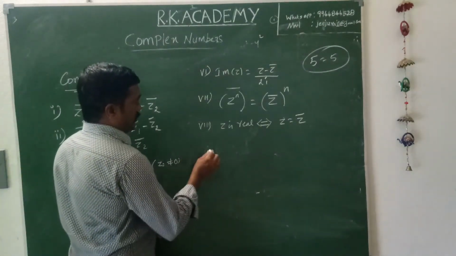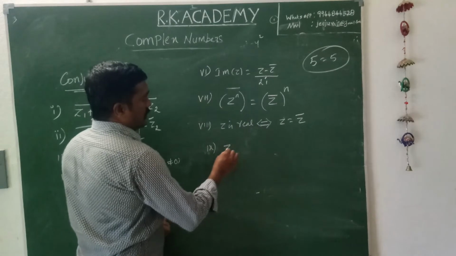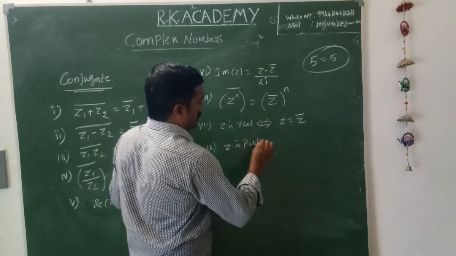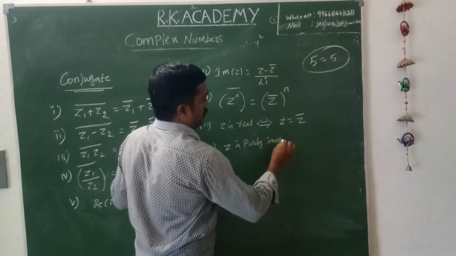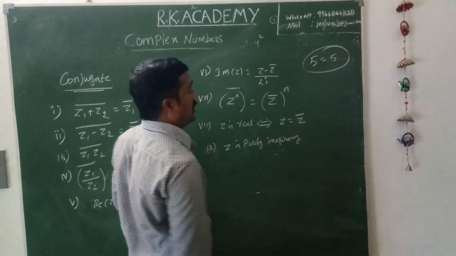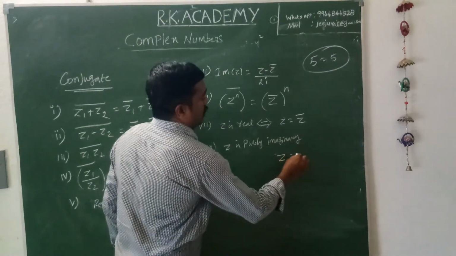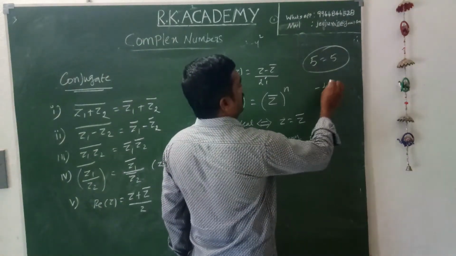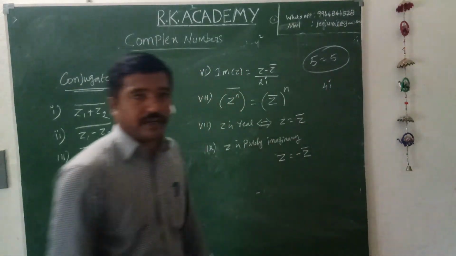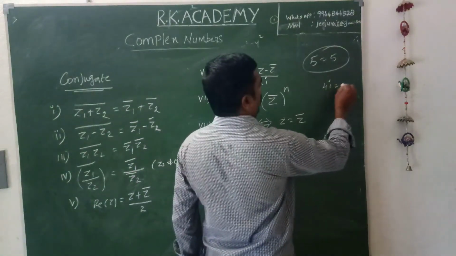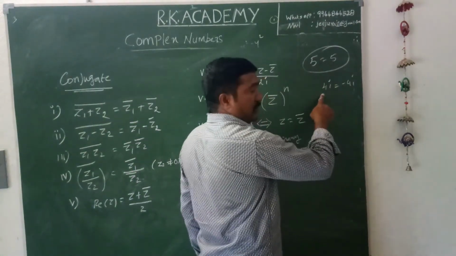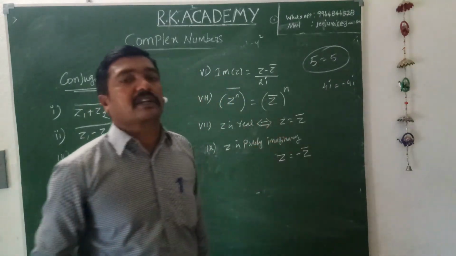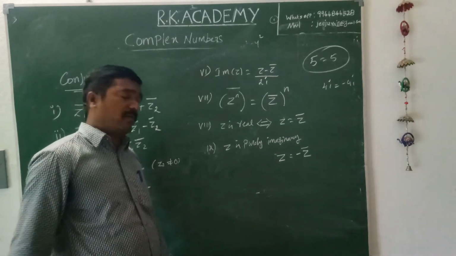Ninth one: z is purely imaginary if and only if z is equal to minus z bar. Already we have seen that, minus 4i. So what is the conjugate? It's minus 4i. That's all. Minus 4i is z, and it is z bar. So when z is purely imaginary, z is equal to minus z bar. We have a proof in the exercise problem.